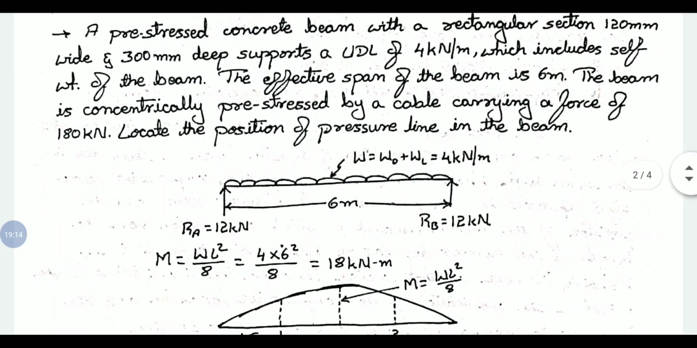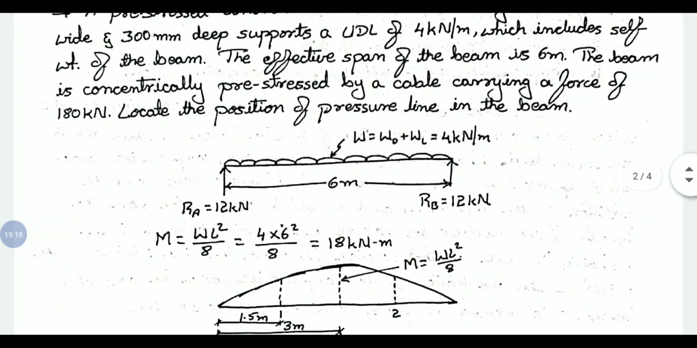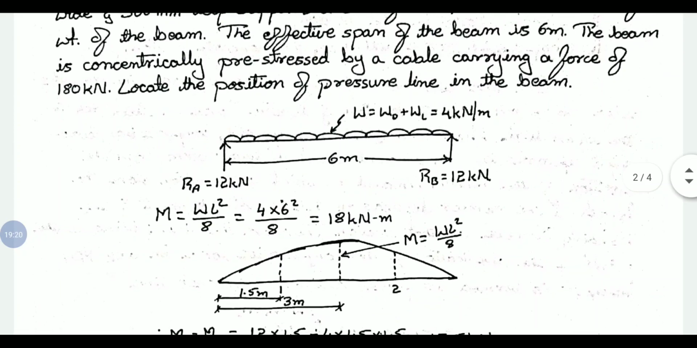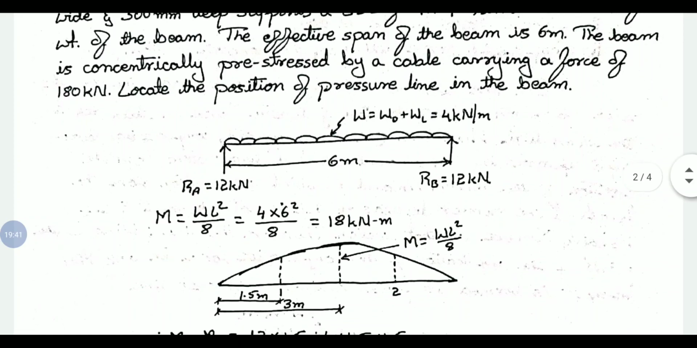So first we have considered the beam. We have to find out the support reactions. Why do we have to calculate support reactions? To know the approximate profile of the pressure line, we need different sections, at least 3 to 4 points to locate. Based on that we can draw the curve. At midspan we have WL square by 8. At midspan the moment can easily be calculated for UDL.